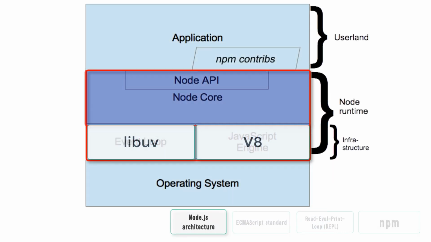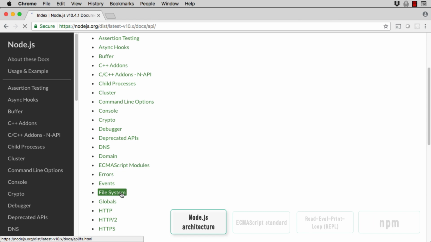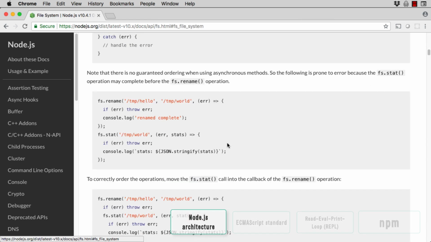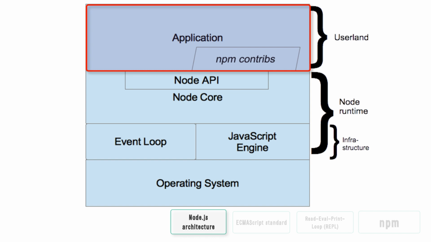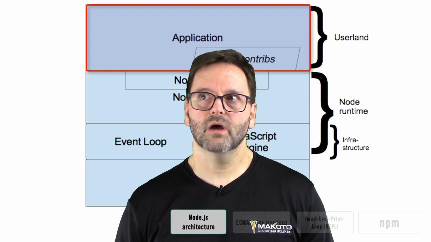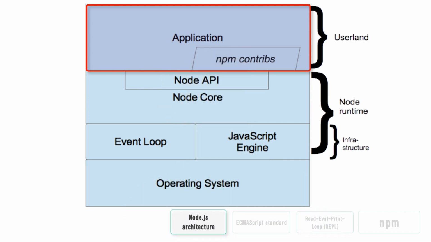Next is the Node core, which sits between V8, libuv, and the Node API, which you use in your applications. The Node API includes lots of built-in code for your applications to use. Finally, there's userland, where your applications live. Userland is a term that pretty much describes any code that's not part of the Node runtime, but might be part of a Node application. This includes your application, of course, and any packages you include from the NPM registry, which we'll talk about shortly.